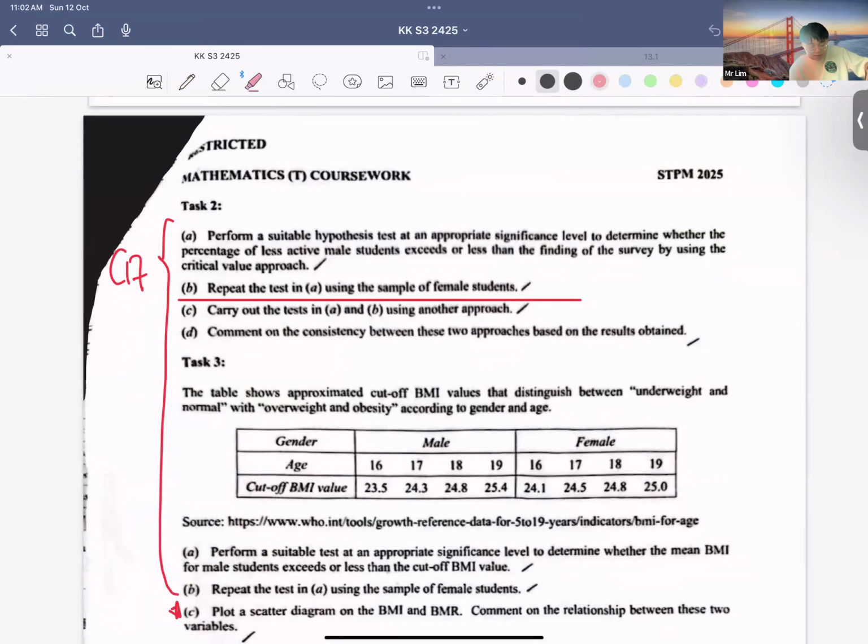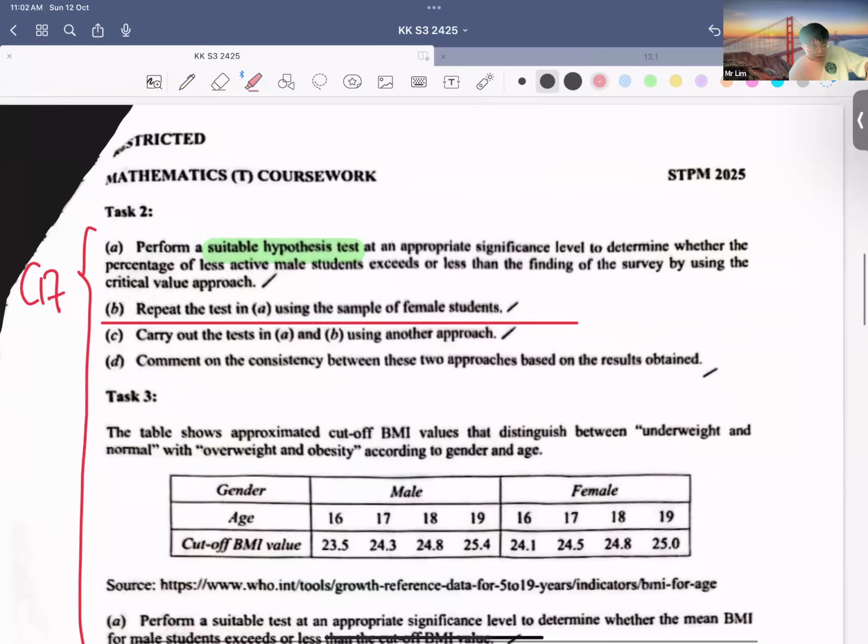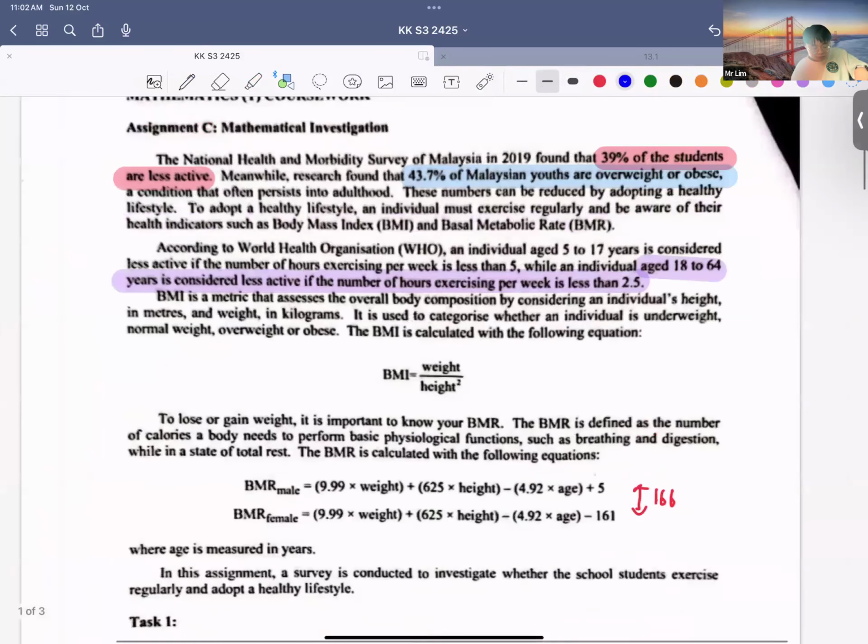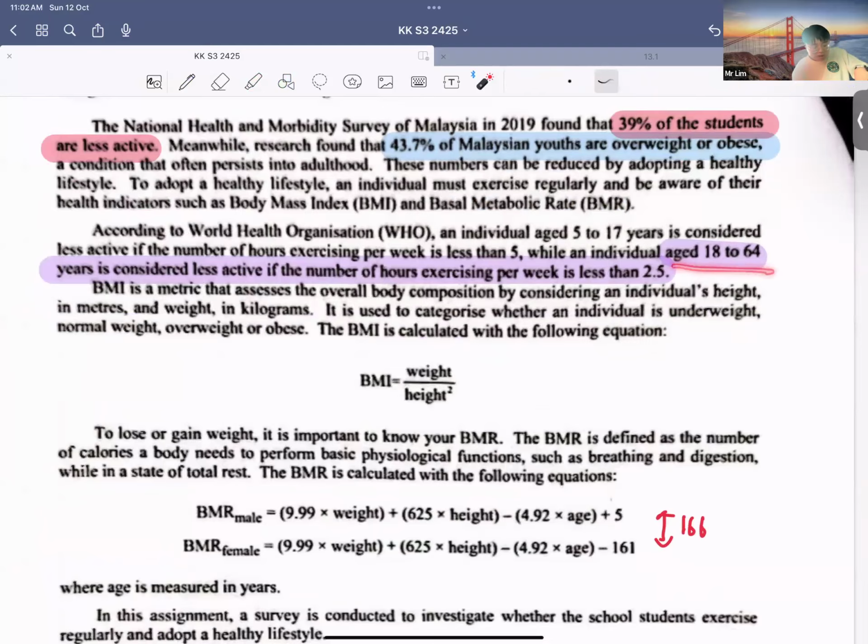So, suitable hypothesis test. Use a significance level to determine whether the percentage of less active male students is as claimed. Okay, this is what we are concerned with: the percentage of less active male students. Very well, what defines a less active male student? Recall that when we say male students are less active, scroll back to this part. The criterion is that a student is considered less active if the number of hours exercising per week is less than 2.5.